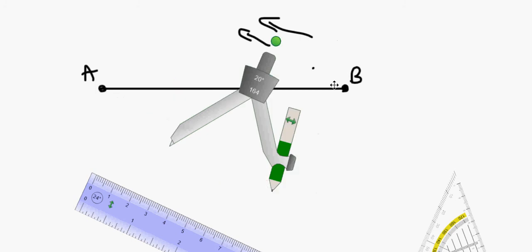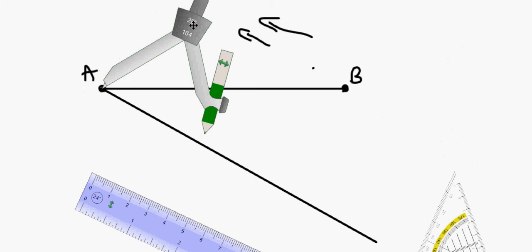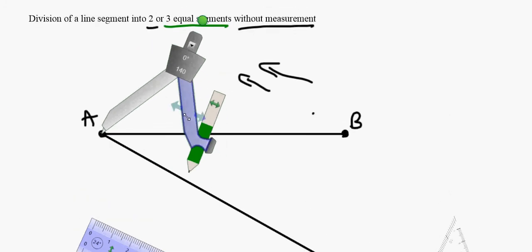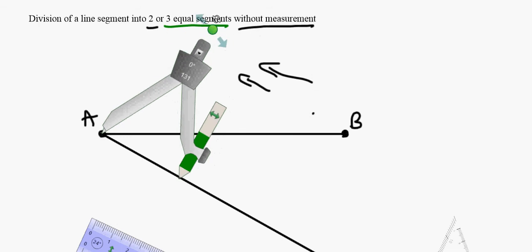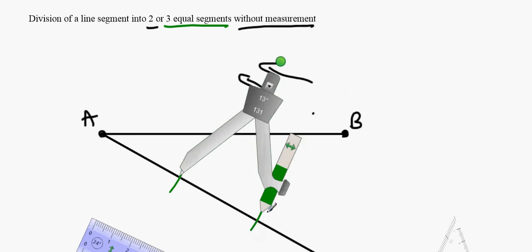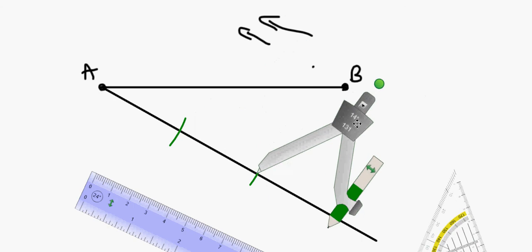Okay, so what we're going to do is, once again, draw a line longer than AB, and then we're going to get a compass. And we're going to use 3 equal segments this time. So we're just going to make it a bit smaller because it's 3 segments this time. So here's my first segment, 1. Keep it the same distance. There's my second segment, and my third segment is down here.